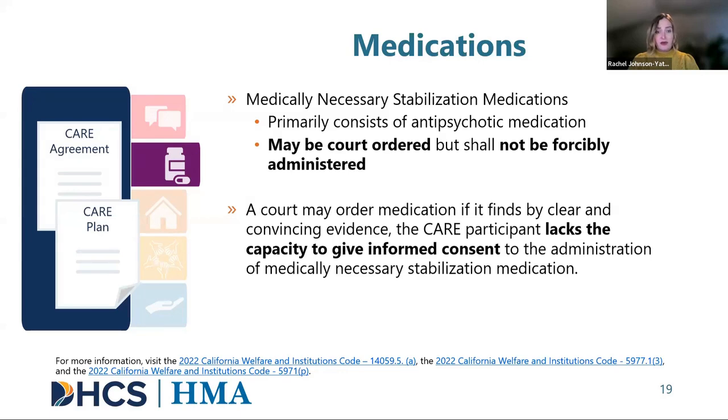The court might decide to order medication if it finds by clear and convincing evidence that the care participant does not have the mental capacity to give informed consent. And that informed consent capacity involves understanding the basic elements for the condition being treated, the reasons it's being treated, how the medication is supposed to assist with treatment, and what it means if the individual decides not to take the medication. So ideally, the medication decisions are made in collaboration with the care participant. The only space in which the care participant may not be as involved is if they really at that time do not have the mental capacity to give that informed consent in those sorts of decisions.